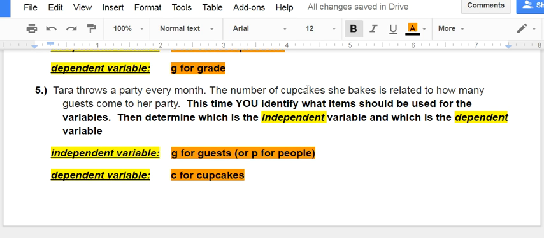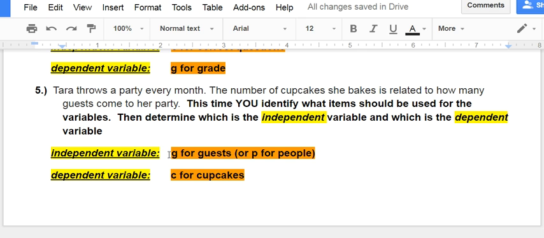All right, the last one, you had to figure out the independent and dependent variables in it. Now, we know that the cupcakes she bakes are related to how many guests. So, guys, forget the first sentence. The first sentence is really not important. It just says that Tara throws a party every month. Okay? Great. She throws a party every month. That's not really what we're interested in. We're interested in what's actually happening at the party. So we know that she makes cupcakes, and they're related to how many guests come to the party.